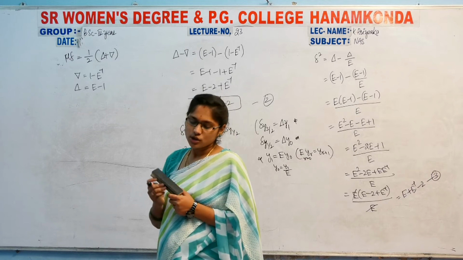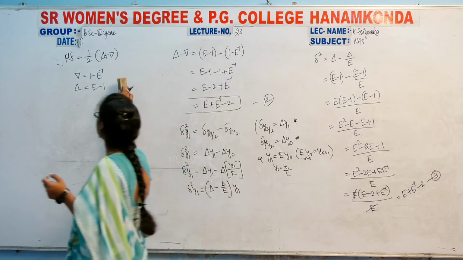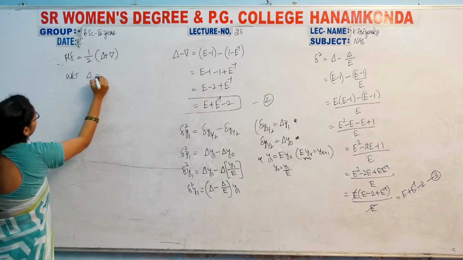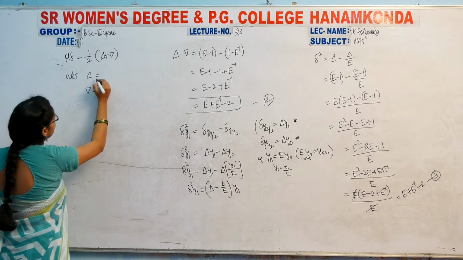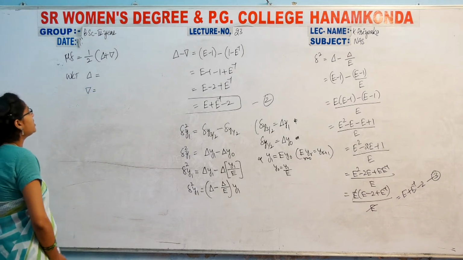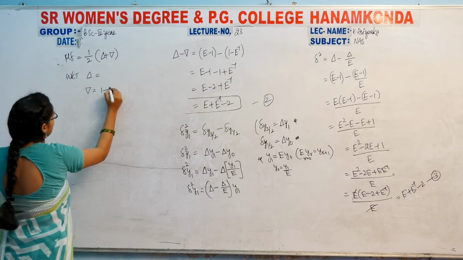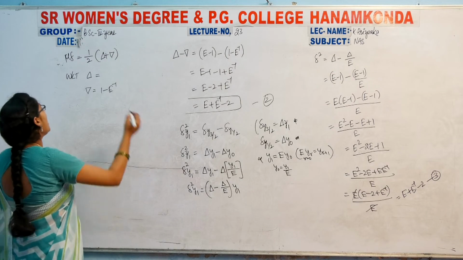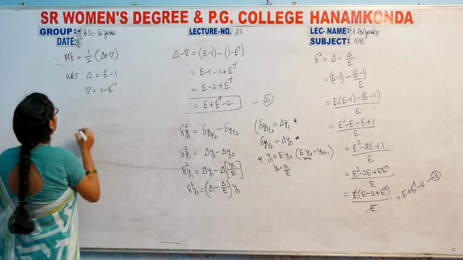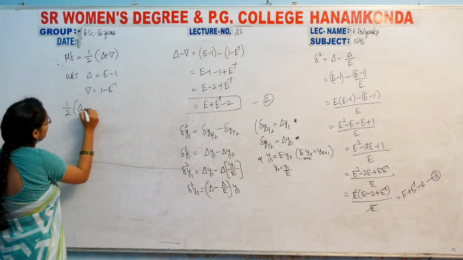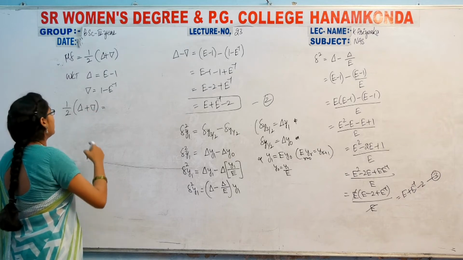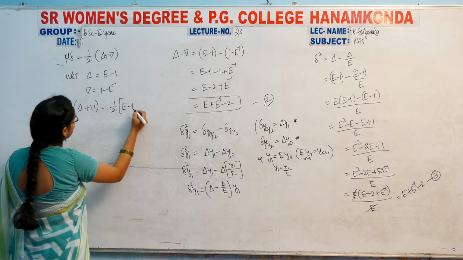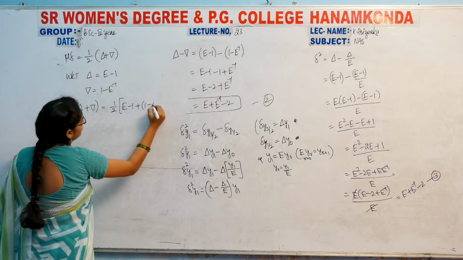Okay, now first of all here what I am doing is I am taking that 1 by 2 of forward plus backward. So I have the operators already. So now here first of all we know that, of course here I gave that this value is nothing but e inverse, and this is nothing but e is equal to 1 plus delta and delta is equal to e minus 1. So now here consider 1 by 2 of forward operator plus backward operator. Now 1 by 2 of, what is forward? Forward is e minus 1 plus 1 minus e inverse.